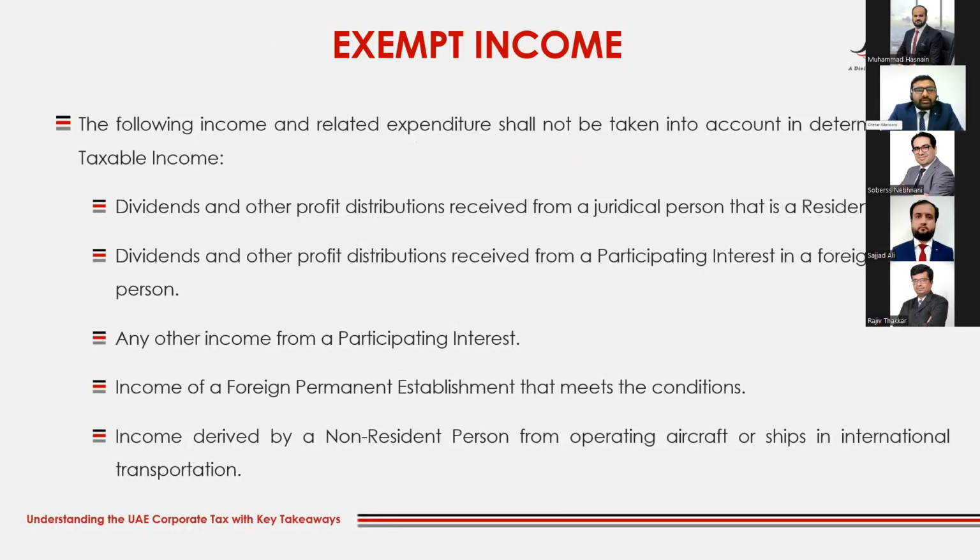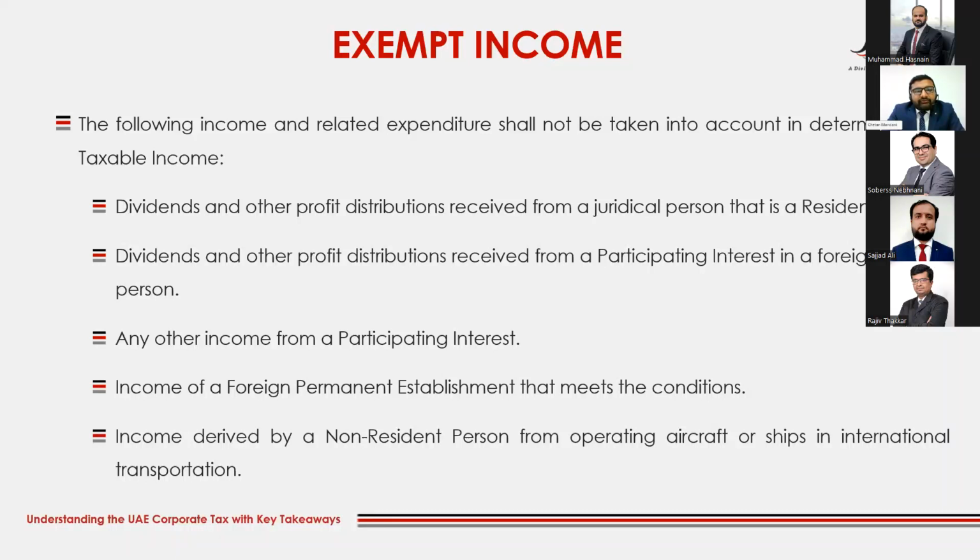So what are these exempt incomes? The first one is dividend and other profit distribution received from a UAE company. So if you are receiving any dividend or any other profit distribution, that will not be taxable, that will be exempt. Second one is dividend and other profit distribution received from a foreign company, a participating interest in a foreign company. And third one is any other income from a participating interest. So what is participating interest? That means 5% or greater ownership interest in the share capital of a juridical person.